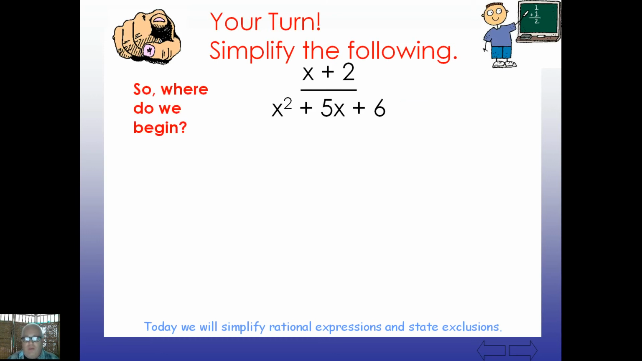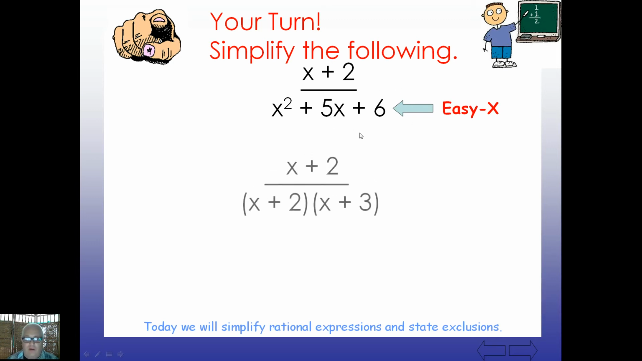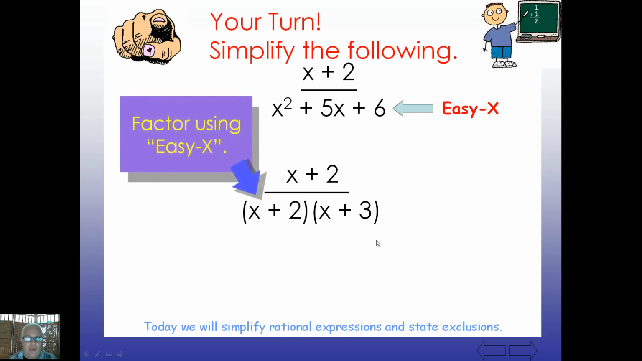Now, how about this one? X plus 2 over x squared plus 5x plus 6. So where do we begin with this? Before we were dealing with binomials, now I've got this little trinomial in the denominator. Well, do you recall that this looks like an easy x down here at the bottom? So x squared plus 5x plus 6, take what you learned from before. Give me two numbers that add to 5 but multiply to positive 6. What are we looking at there? How about x plus 2 times x plus 3?